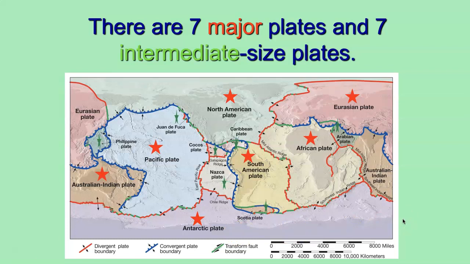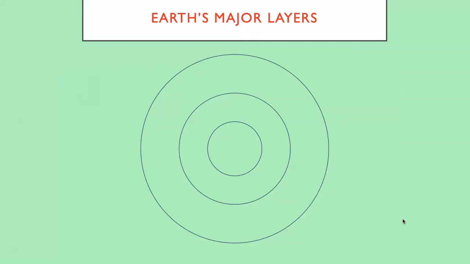We then have 7 intermediate-sized plates, and those are shown here with green stars. Again, we'll look at these in more detail later. Take a moment, see if you can label the major layers of Earth on a diagram like this.